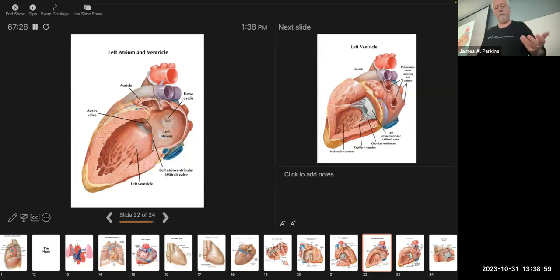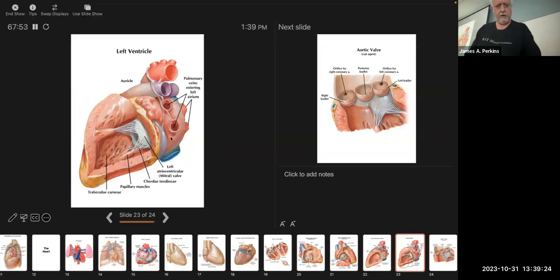When the left atrium is filled, the left atrium is going to contract, and there are pectinate muscles in the walls of the left atrium. Those will contract, force blood down through the left atrioventricular valve, also known as the mitral valve, down into the left ventricle. And let me jump to the next slide.